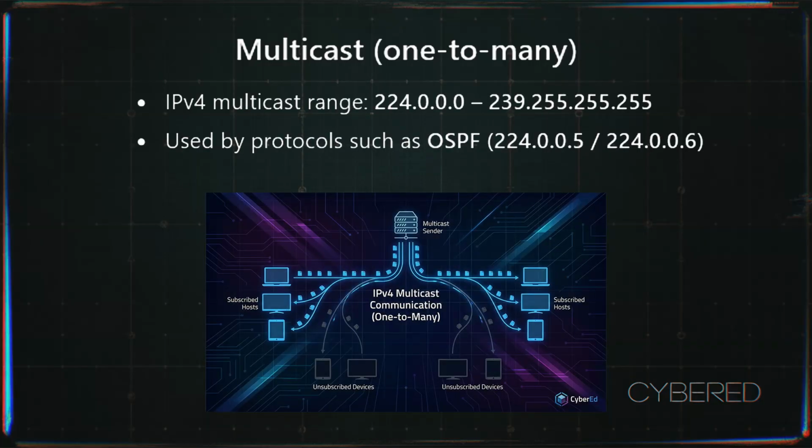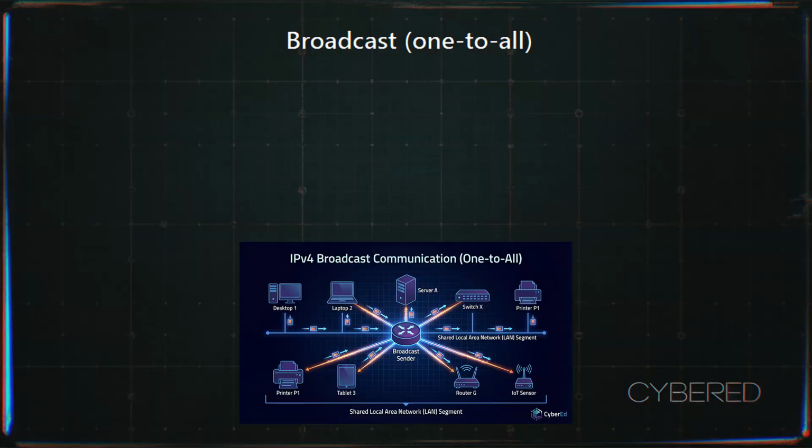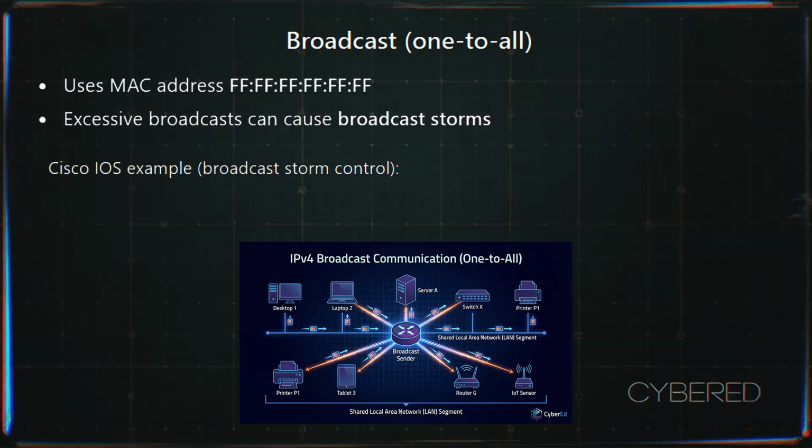IPv4 multicast range 224.0.0.0. Communication to a selected group of devices, using protocols such as OSPF. Now broadcast, one to all. Communication sent to all devices on the local network. Uses MAC address, but excessive broadcasts can cause broadcast storms.